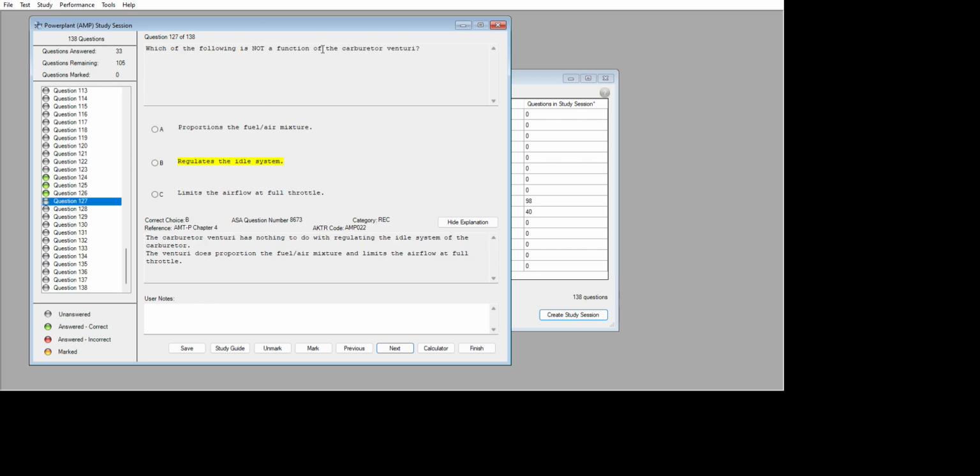Which of the following is not a function of a carburetor venturi? Regulates the idle system. The carburetor venturi has nothing to do with regulating the idle system of the carburetor. The venturi does proportion the fuel-air mixture and limits the airflow at all throttle settings.